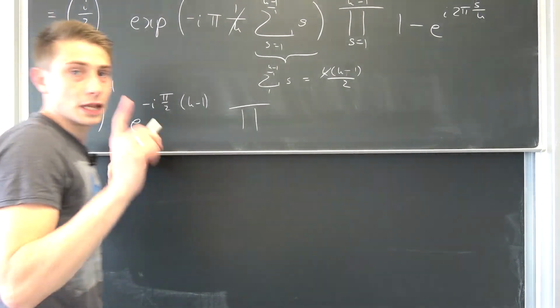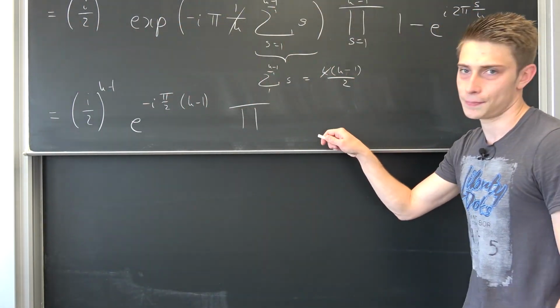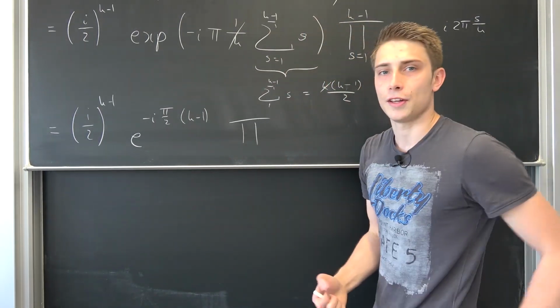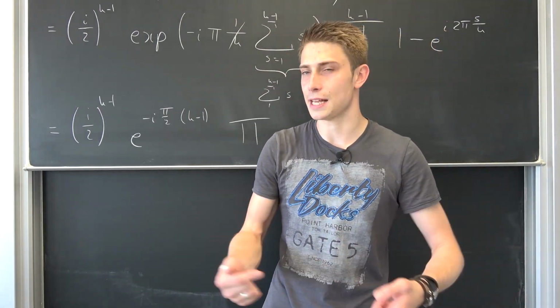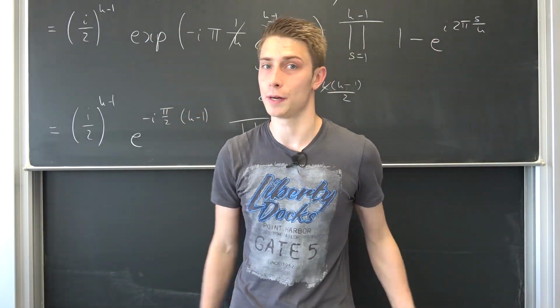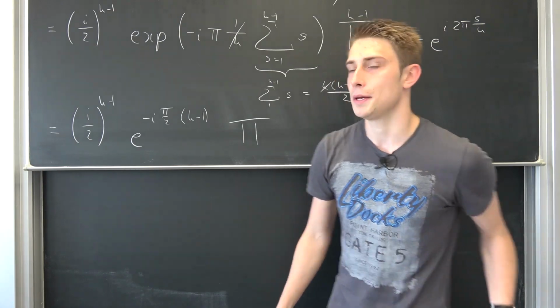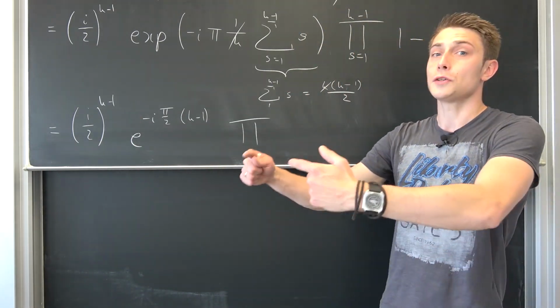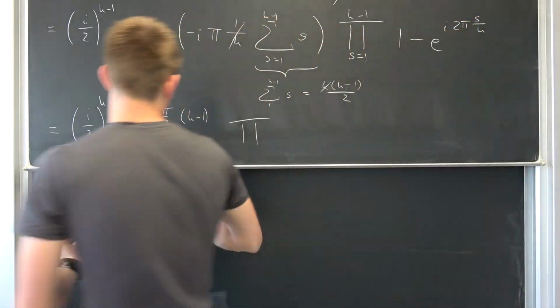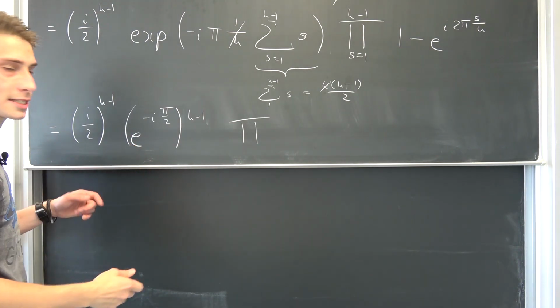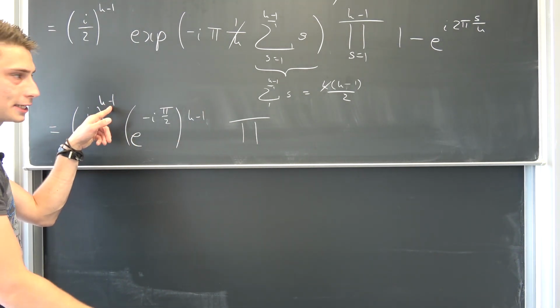Okay, now how can we continue from here? Well, one little thing I want you guys to notice is that if you have e to the a times b, that's the same as e to the a to the bth power. So we can have some YouTube drama here, some YouTube beef, okay? Meaning this thing right here is actually e to the negative i times pi over 2 to the k minus 1th power, okay? We can just raise it to this power. I want you guys to notice that this power and this power are completely the same.